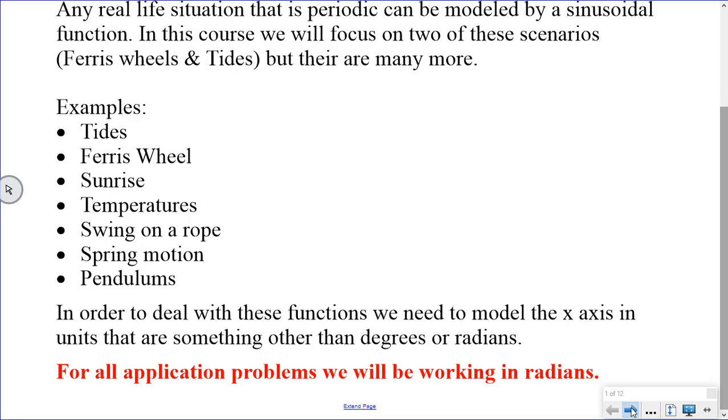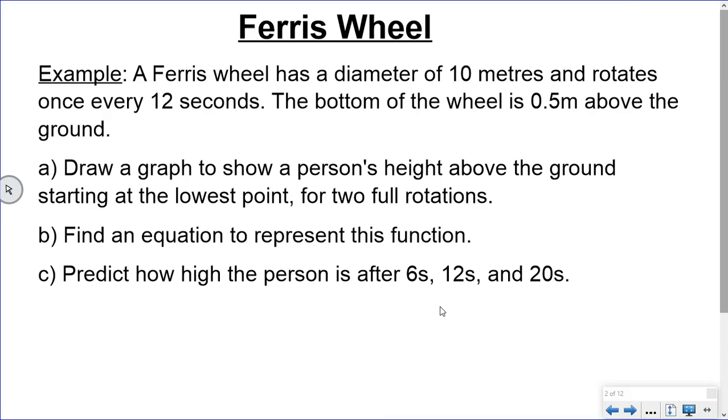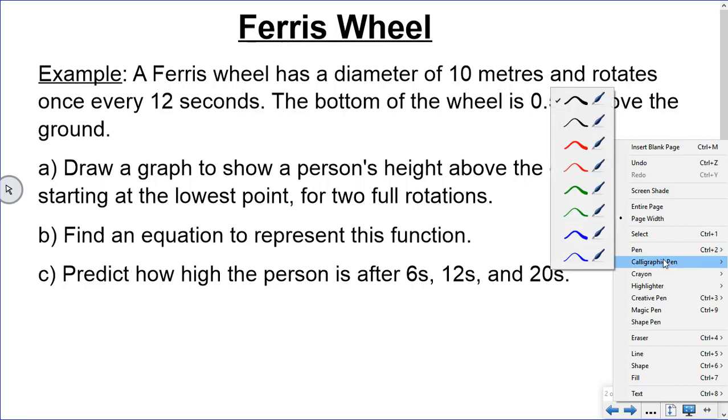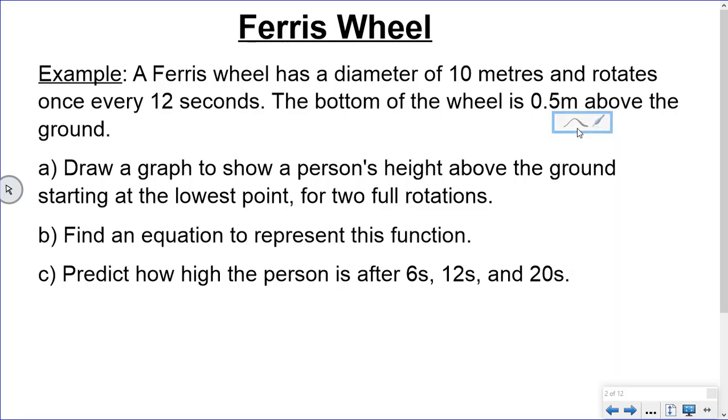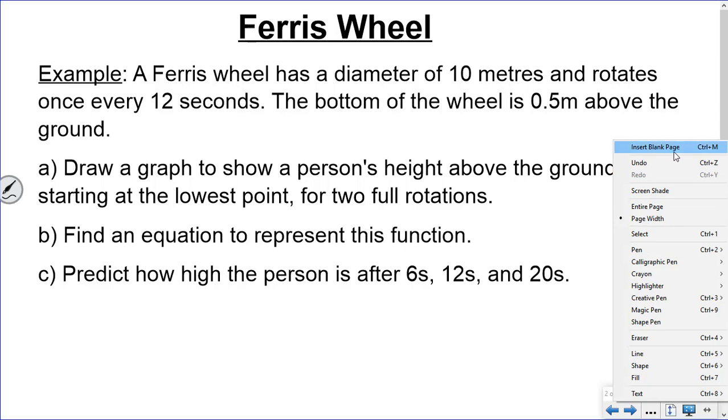So let's just take a look at an example of these questions. So here's the first one, these Ferris wheel type questions. A Ferris wheel has a diameter of 10 meters and rotates once every 12 seconds. The bottom of the wheel is 0.5 meters above the ground. So one thing that I like to do when working with these questions is, when we talked about graphing sine and cosine functions or going from the graph back to an equation, I talked about this pattern of high, middle, low. And what that means is if you think about this Ferris wheel, you can kind of pick out the heights of all three of those points.